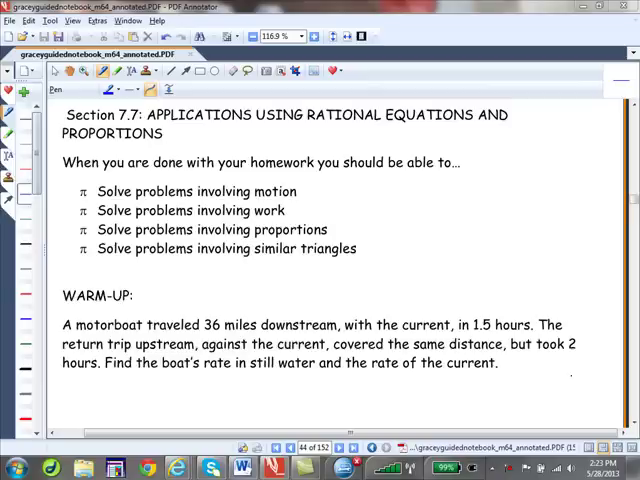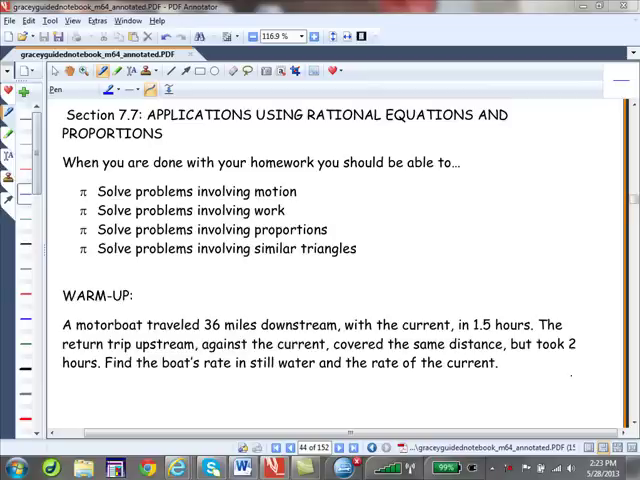Right now, we'll be working on section 7.7 from Blitzer's Introductory and Intermediate Algebra textbook for college students. This covers applications using rational equations and proportions. So we'll be looking at some problems involving motion, work, proportions, and similar triangles today.